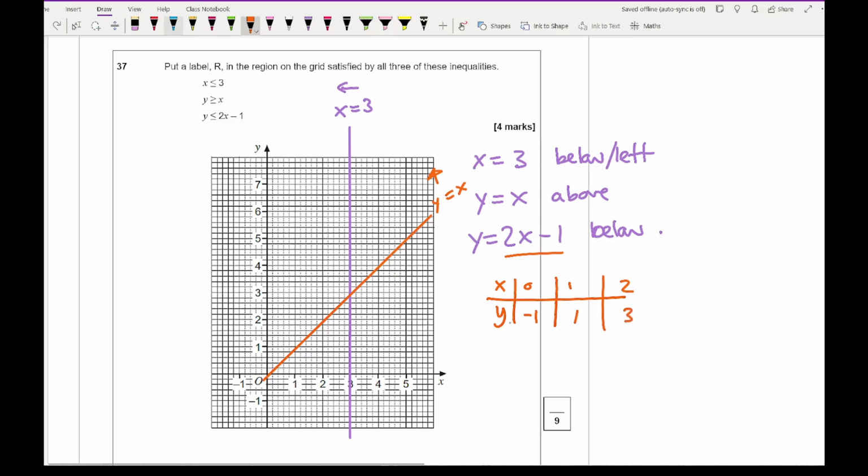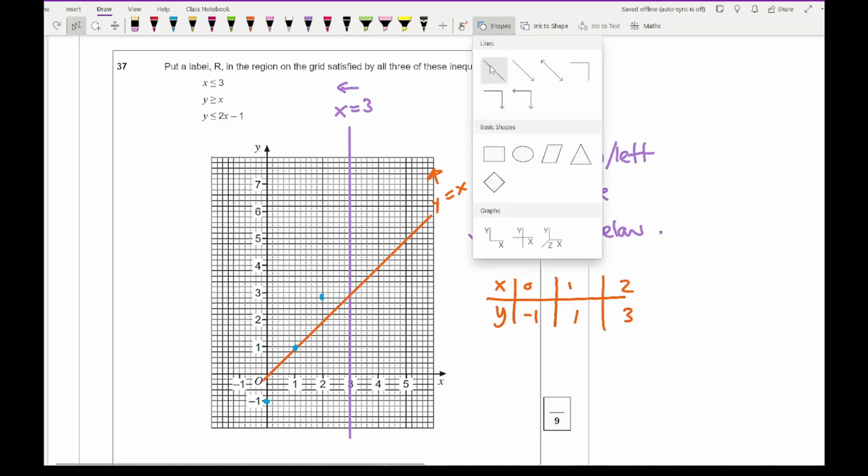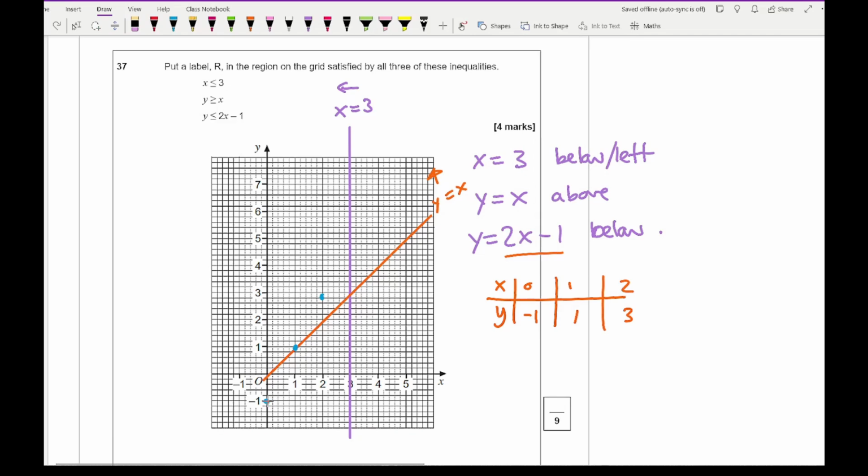So plotting those points, let's use blue. We've got 0, minus 1, which is here, 1, 1, which is there, and then we've got 2, 3, which is there. Then if I get the ruler or straight edge to plot those points, and which it doesn't do, so let me just neaten this one up.